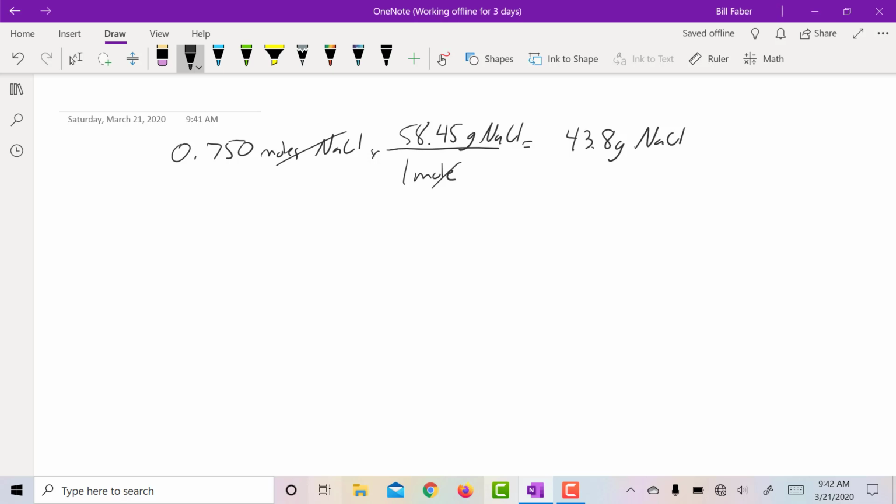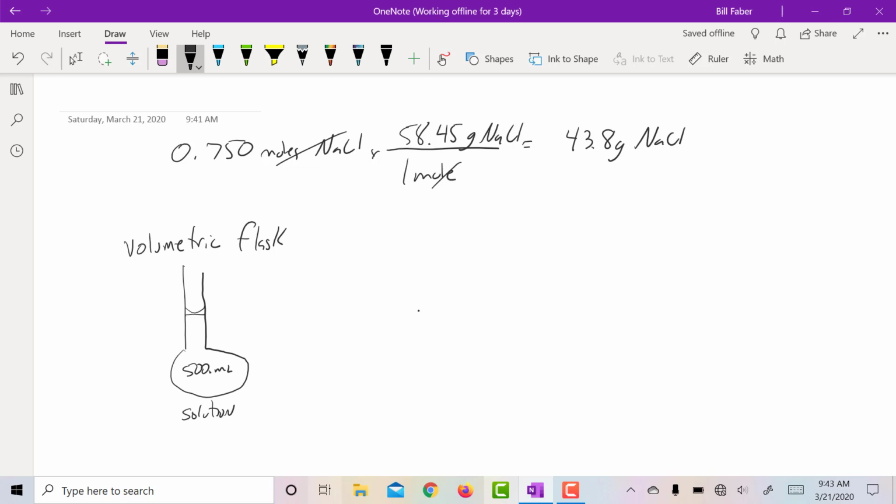Now I have to know how am I going to make this solution? So the way I'd make this solution is I have to use what's called a volumetric flask. And that volumetric flask looks like this, and it's got kind of a round bottom, and then it goes up. And this basically has 500 milliliters on it. And then there's a line that's scribed on it, like right here. And you always need to fill up, with the bottom of the meniscus at this line, and then this would be 500 mils of solution.